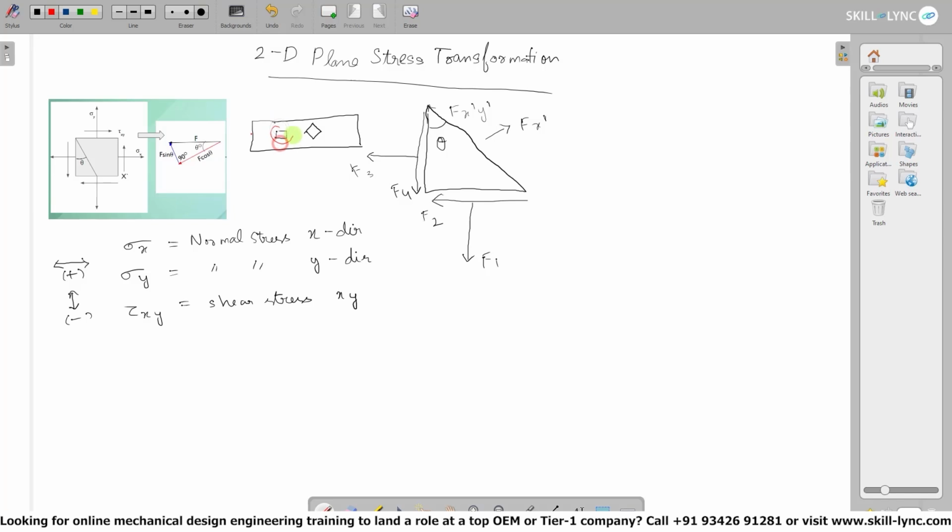Now, if we take the square which is here, this is the orientation which we saw first for our sigma x, sigma y and tau xy. But imagining there is a change in the orientation. So now, after the change in orientation, we are going to call the stresses and tau with a dash, which is sigma x dash, sigma y dash and tau x dash y dash. Now, these are all new stresses.